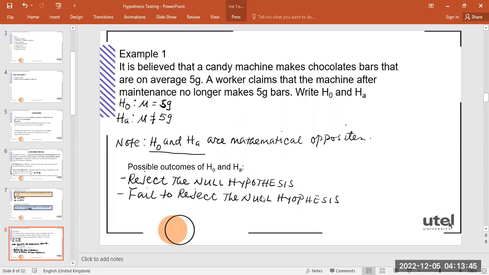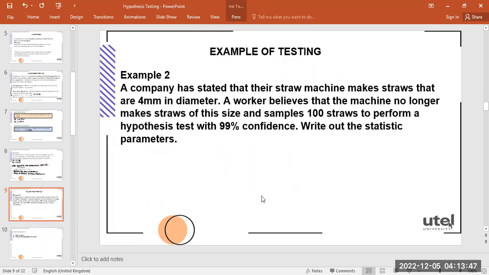Now let's make progress. Let's see another example of how to extract our null and alternative hypotheses from some other statistical data that could be given in a question. The second example says a company has stated that their straw machine makes straws that are 4 millimeters in diameter.